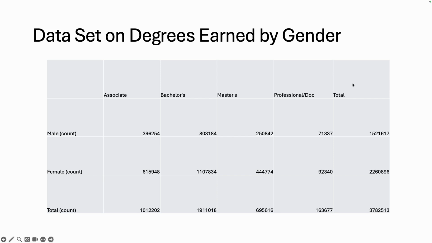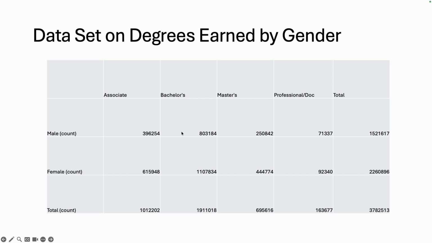So looking at associate's degrees, we see 396 versus 615. So roughly twice as many women, maybe not quite twice as many women got associate's degree as men. Look at bachelor's, and we see that there is still a discrepancy. We're talking about 800,000 versus 1.1 million. Master's, we got 250 versus 444. And then over here in professional, we have 71 versus 92. So is there a difference based on each individual degree based on gender? Okay, the degrees earned. So how do we do this?